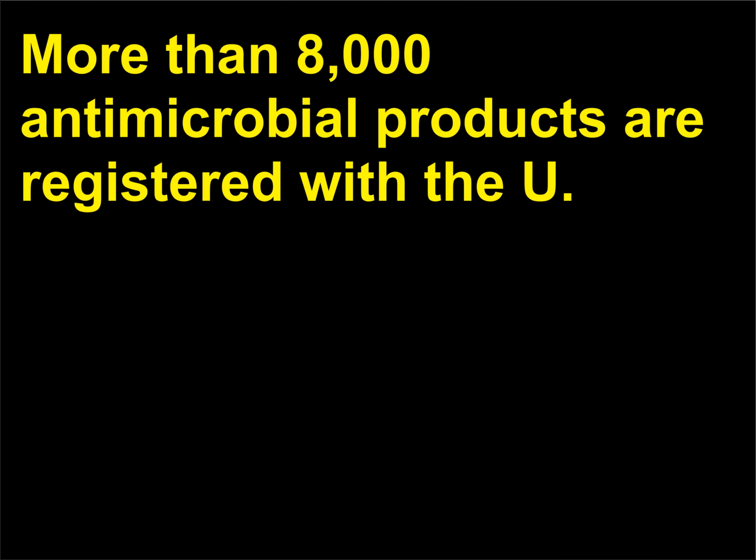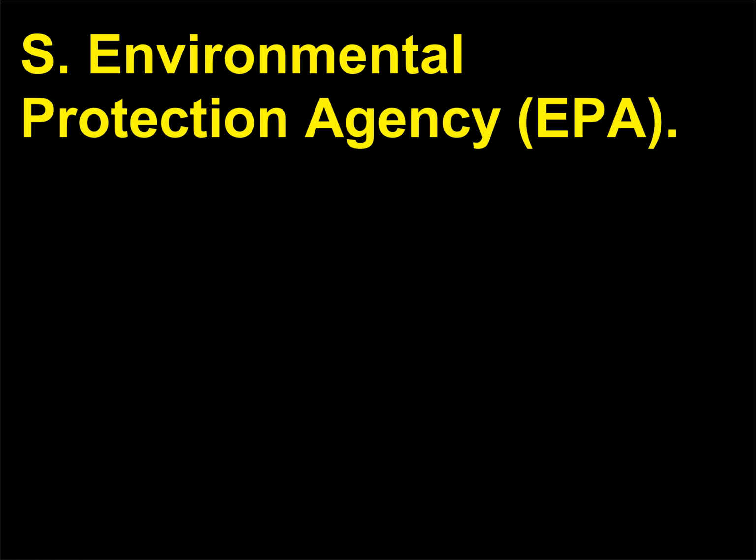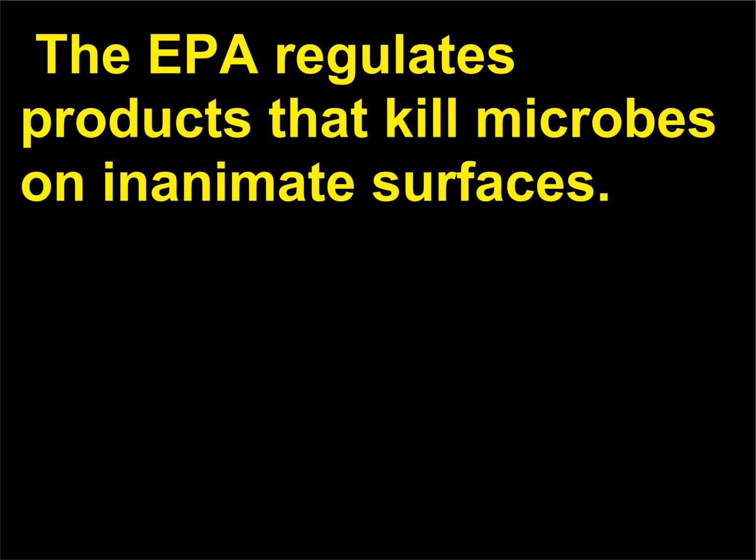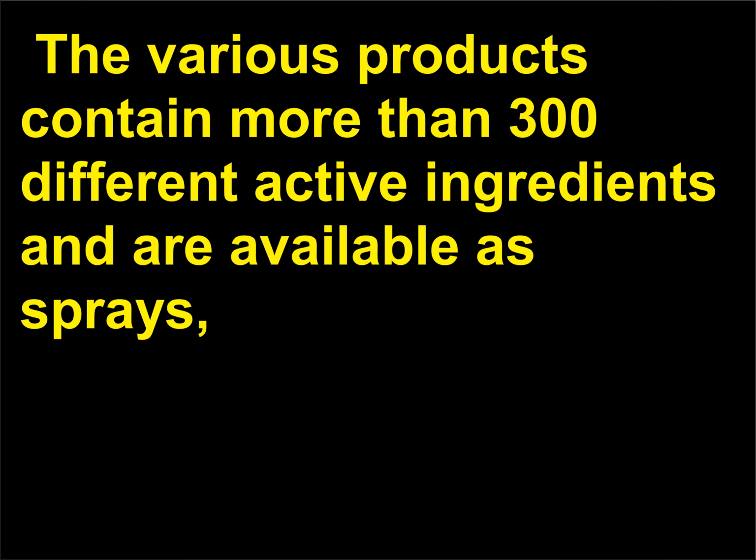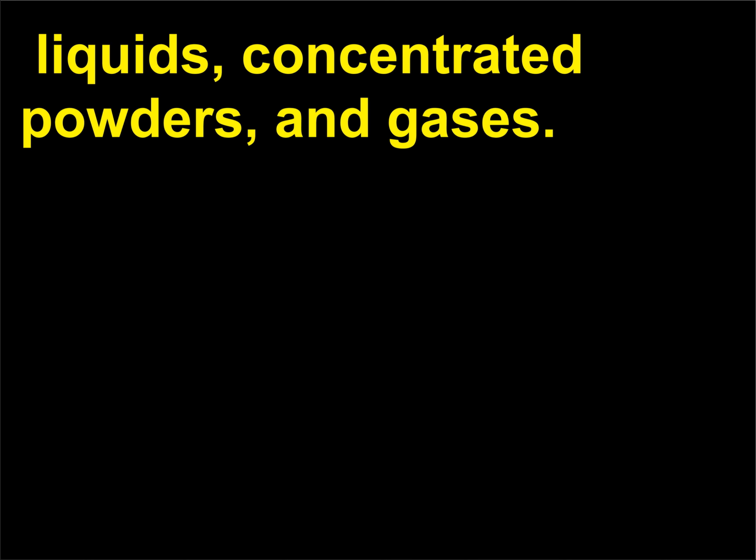More than 8,000 antimicrobial products are registered with the U.S. Environmental Protection Agency, EPA. The EPA regulates products that kill microbes on inanimate surfaces. The various products contain more than 300 different active ingredients and are available as sprays, liquids, concentrated powders, and gases.